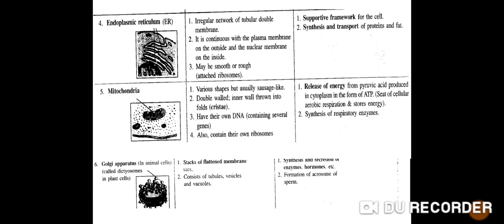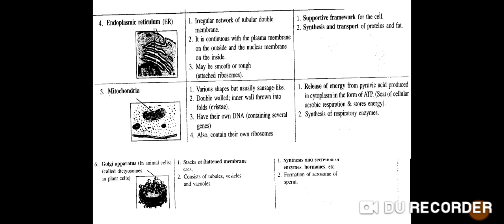Release of energy from pyruvic acid occurs in the cytoplasm, and this enters into the mitochondria to generate ATP. And as and when there is a requirement, the cell releases ATP from this mitochondria to the required site. And synthesis of respiratory proteins and enzymes does take place in mitochondria.